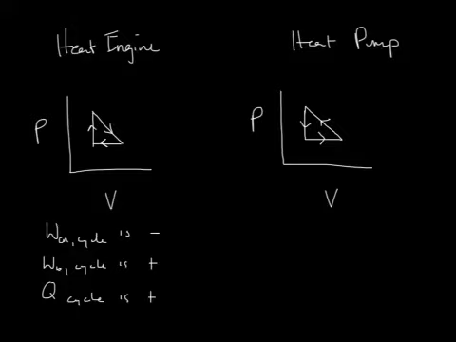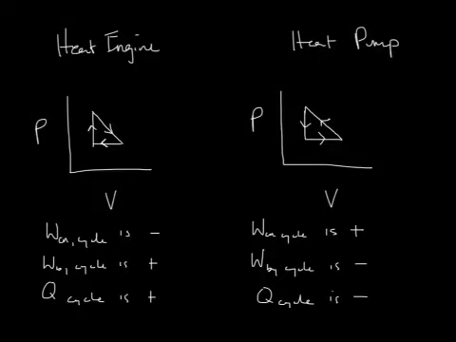But for a heat pump, the work done on for the cycle will always be positive. The work done by for the cycle will always be negative, and Q for the cycle will always be negative as well. And so in this case, we are putting work into the system by doing work on the gas, and we are transferring heat out of the gas into the surroundings. So that's the big difference in a heat engine and a heat pump.